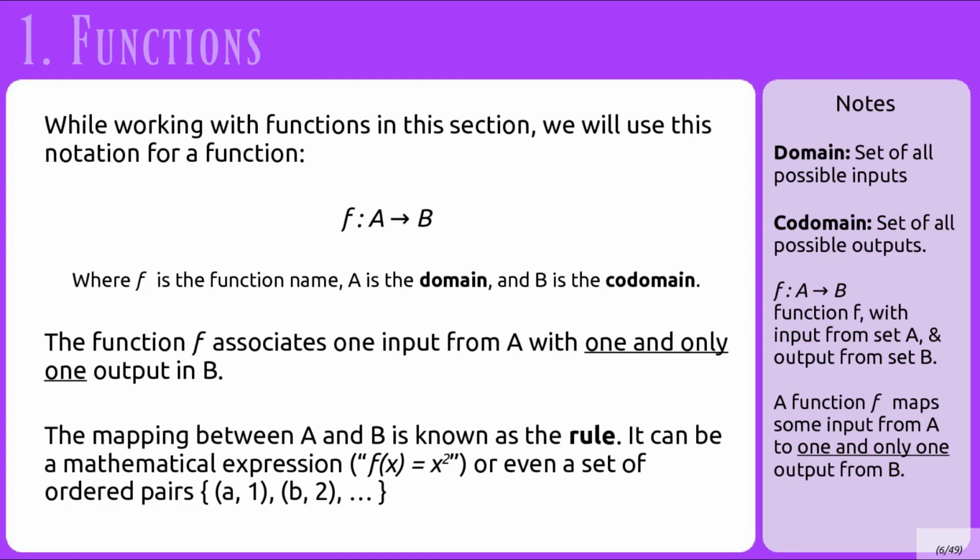The function f associates one input from A with one and only one output in B. A mapping between A and B is known as the rule. It can be a mathematical expression like f of x is x squared, or even a set of ordered pairs like a as an x-coordinate with 1 as a y-coordinate, b to 2, and so on.